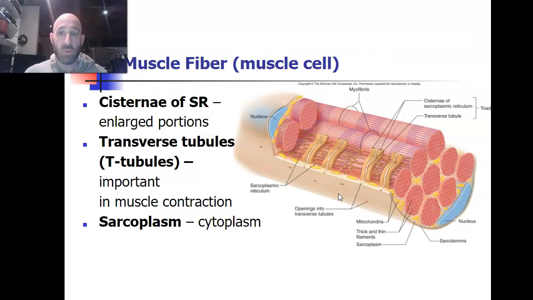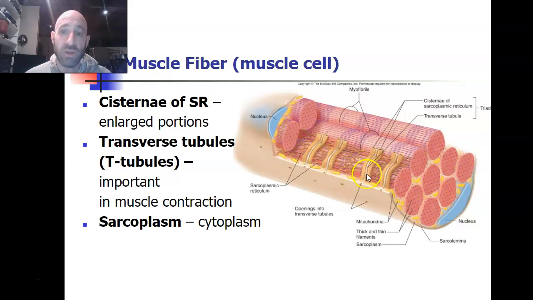And finally, the sarcoplasm. And the sarcoplasm is just the cytoplasm. And we call it the sarcoplasm because it's in a muscle, but it's just the cytoplasm. So just to go over what's on this slide here, we have our sarcolemma from before. We have our nucleus, which we identified. We have the sarcoplasmic reticulum, which is what allows ions to travel through the muscle fiber. We have these enlarged portions called the cisternae, which have the important job of accumulating calcium, which will become much more apparent as to why that's important as we go through this.